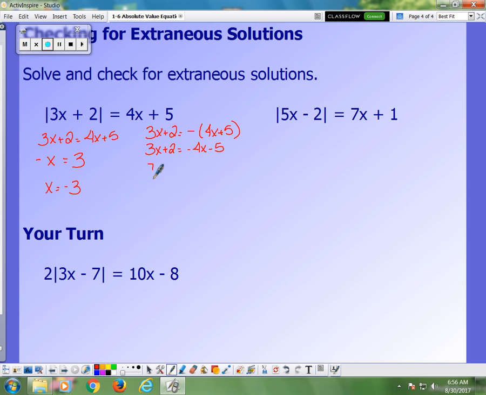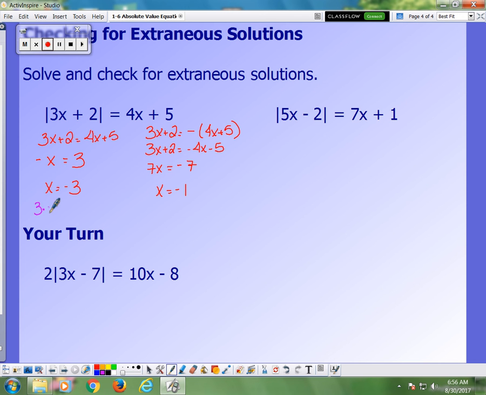So I'm going to add the 4x to the other side to get 7x. I'm going to subtract the 2x to get a -7. And I end up with x equals -1. Looks all fine and dandy. But now we have to check it, which means I have to plug this back in.